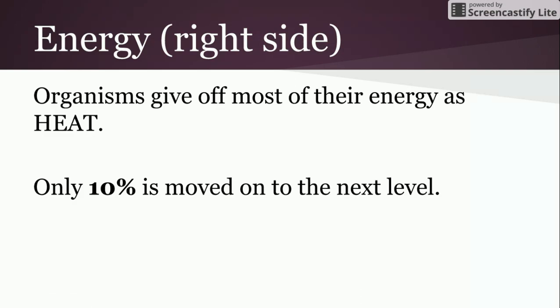So the energy. Organisms give off most of their energy as heat. So only 10% of the energy is then moved on to the next level through consumption or through eating the organism in the level below it. So if a mouse was to eat a piece of grass, 10% of the energy from the grass is then moved up to the mouse.